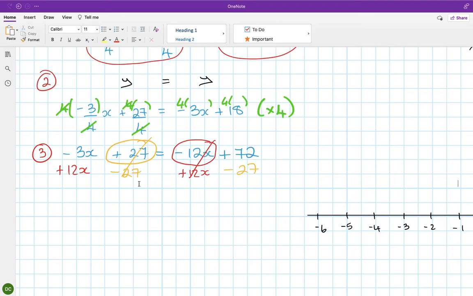Okay, so if we tidy up, we have minus 3x plus 12x is 9x. And then over here we have 72 minus 27, which is 45. I want the x, so I need to divide by 9, cancel that out, and x equals 5. And actually that's what I got, isn't it?